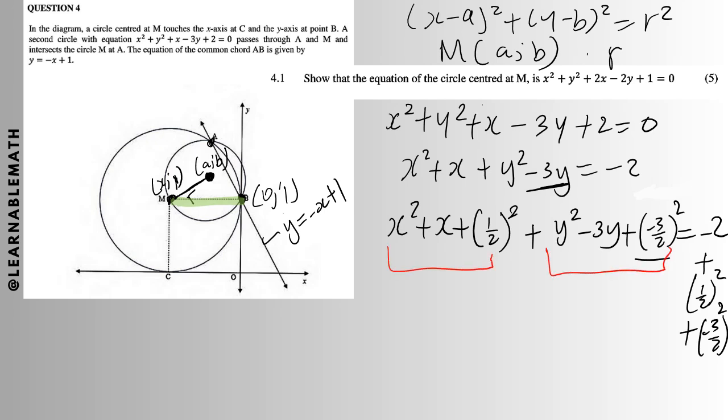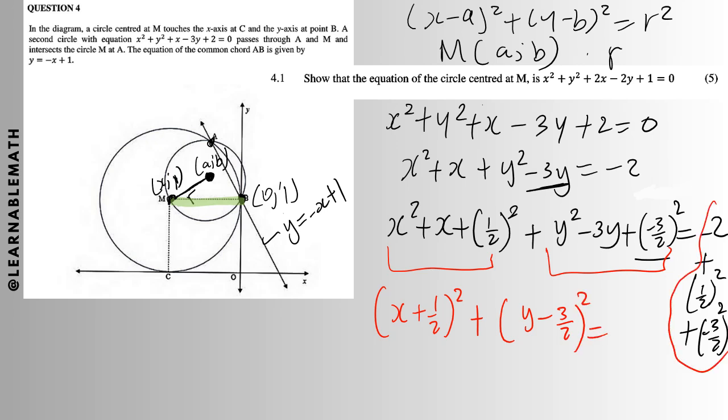Okay. Now we can factorize, guys. It's very easy now. So for x, it will be x plus 1 over 2 squared. For y, it will be y minus 3 over 2 squared. Okay, then this one you just punch on the calculator. When you punch, it will give you half. Okay, so now your equation is in that standard format.